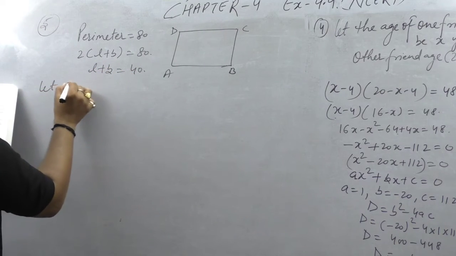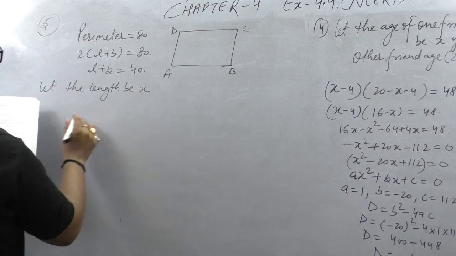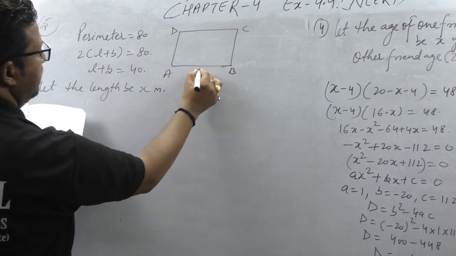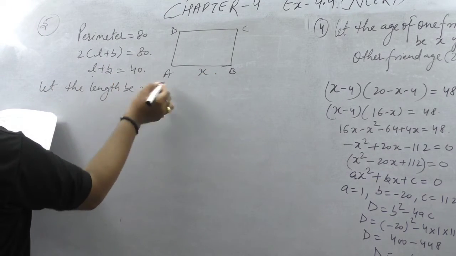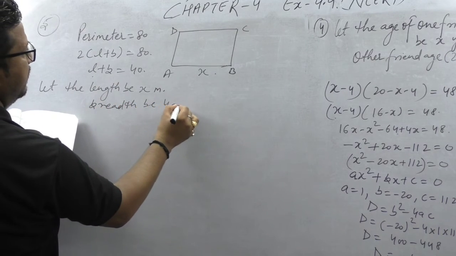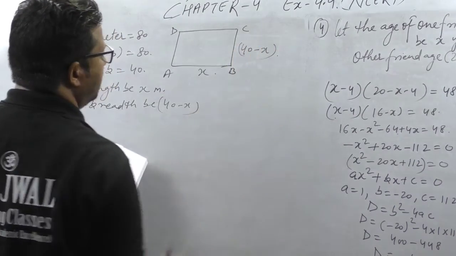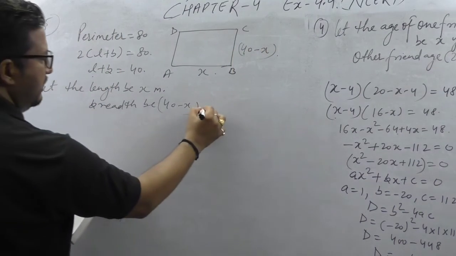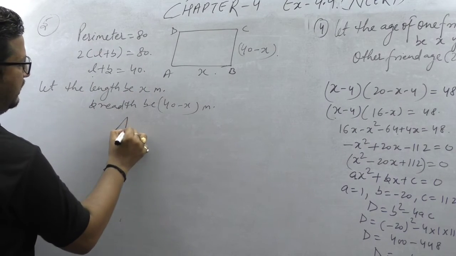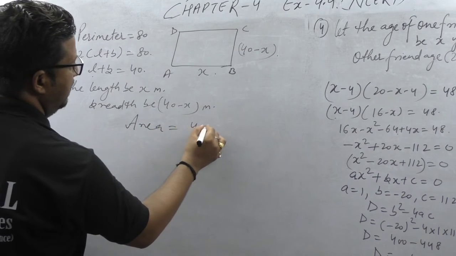So let the length be x meter. Then the breadth will be 40 minus x. Understood everyone? Now the other part says the area is 400 meter square. So according to the question, the area is 400 meter square.